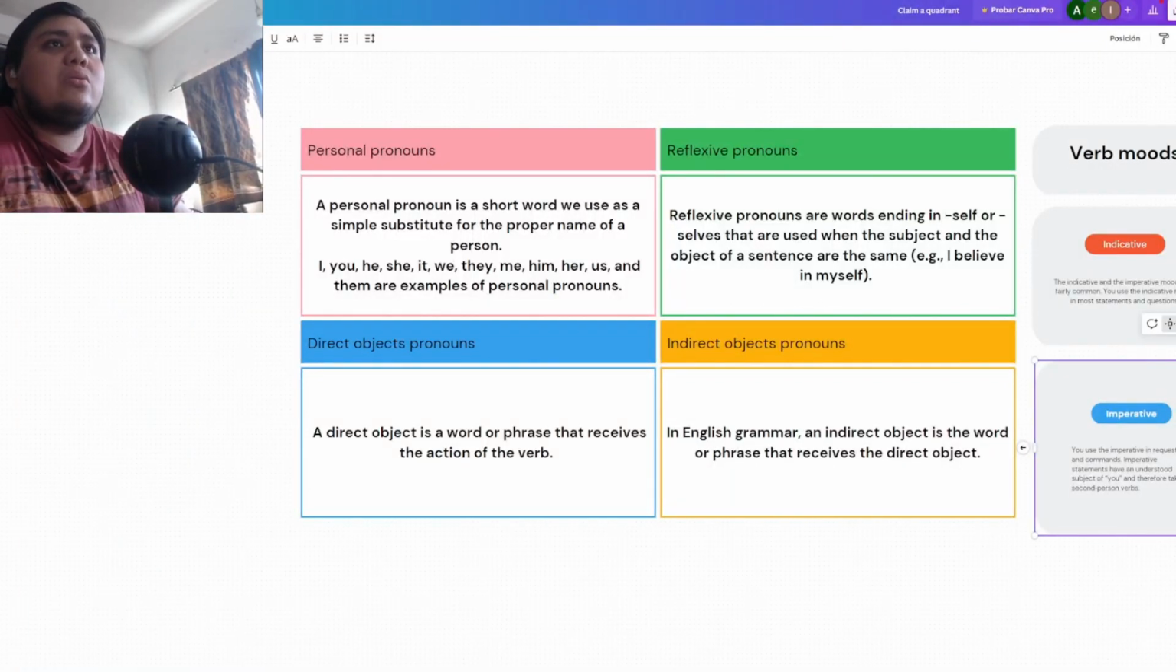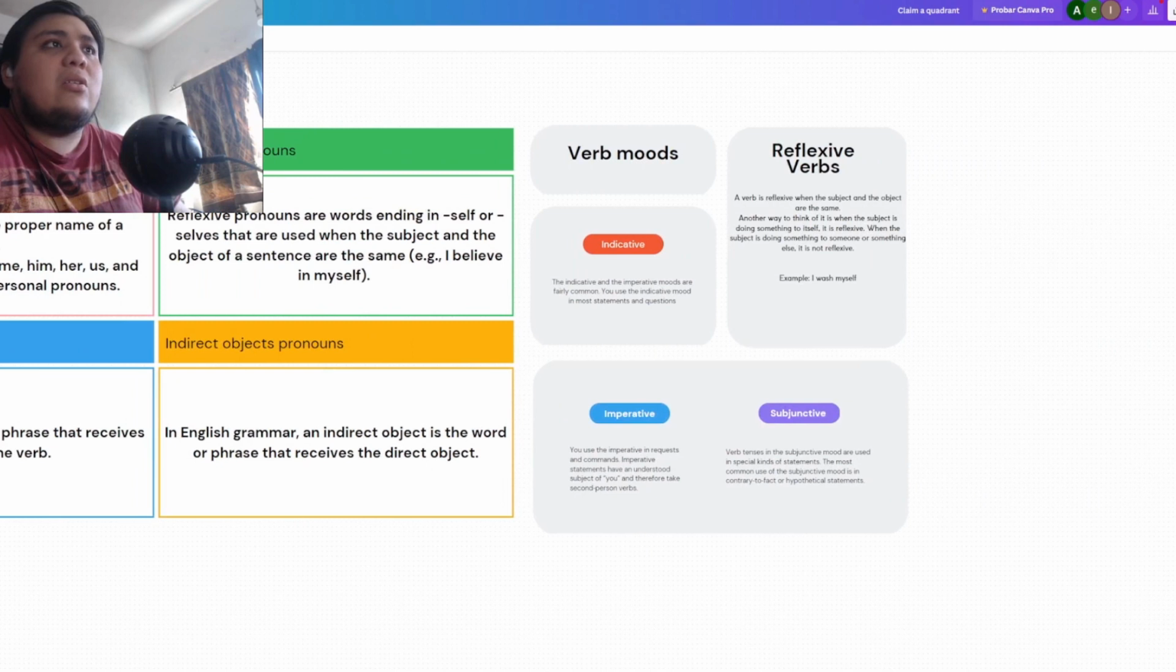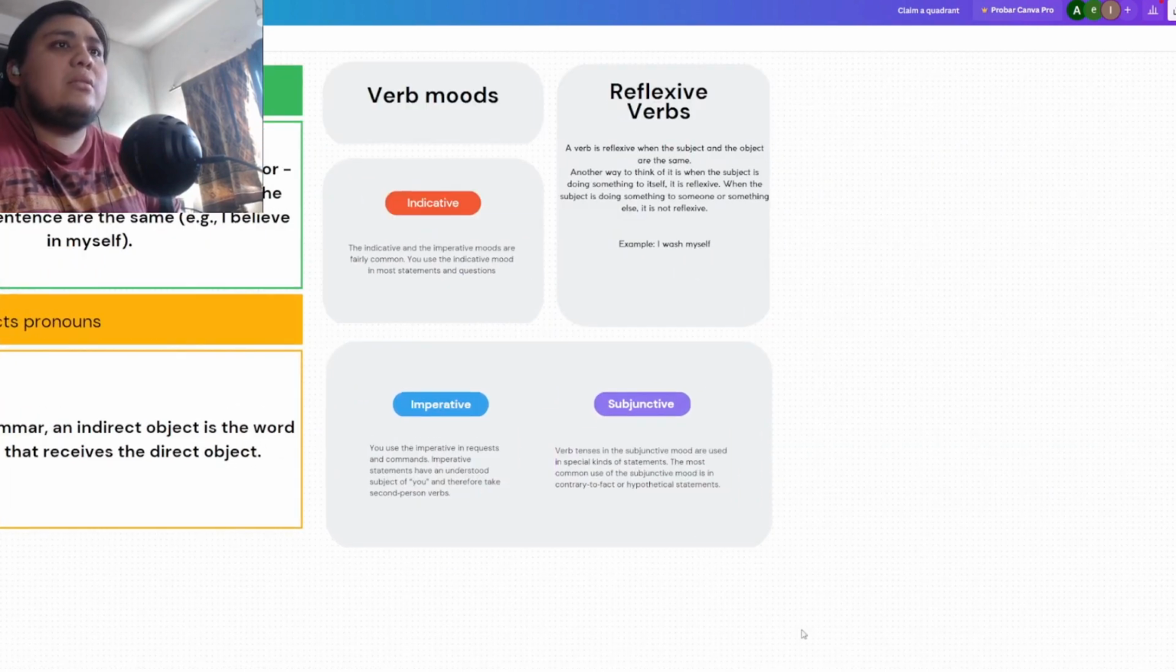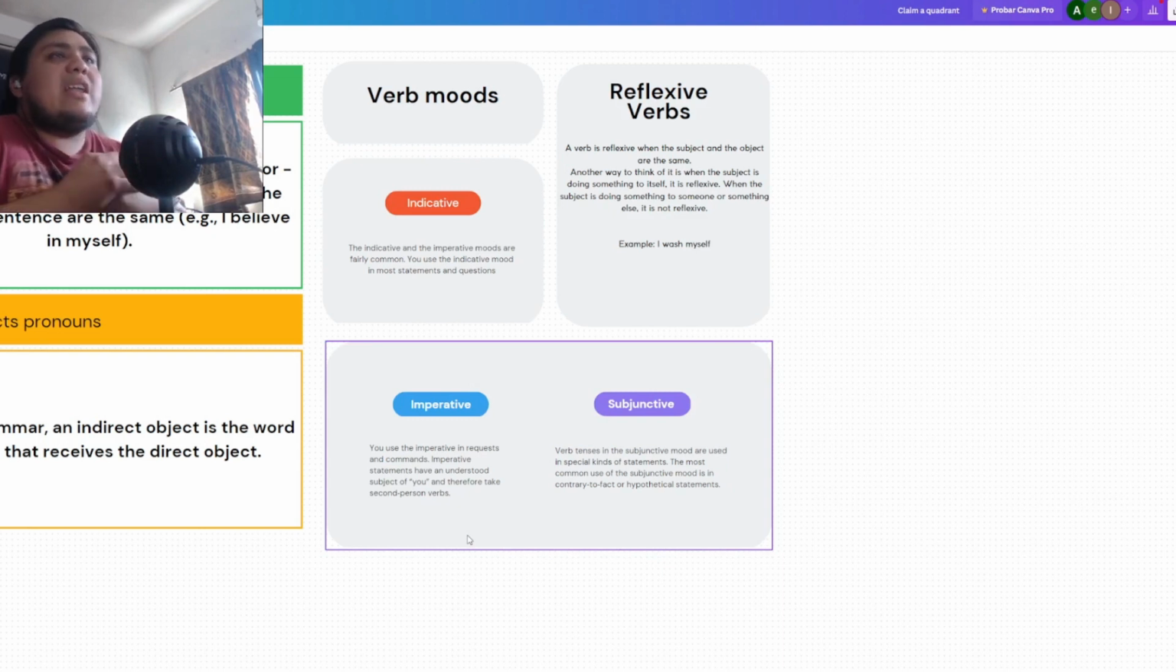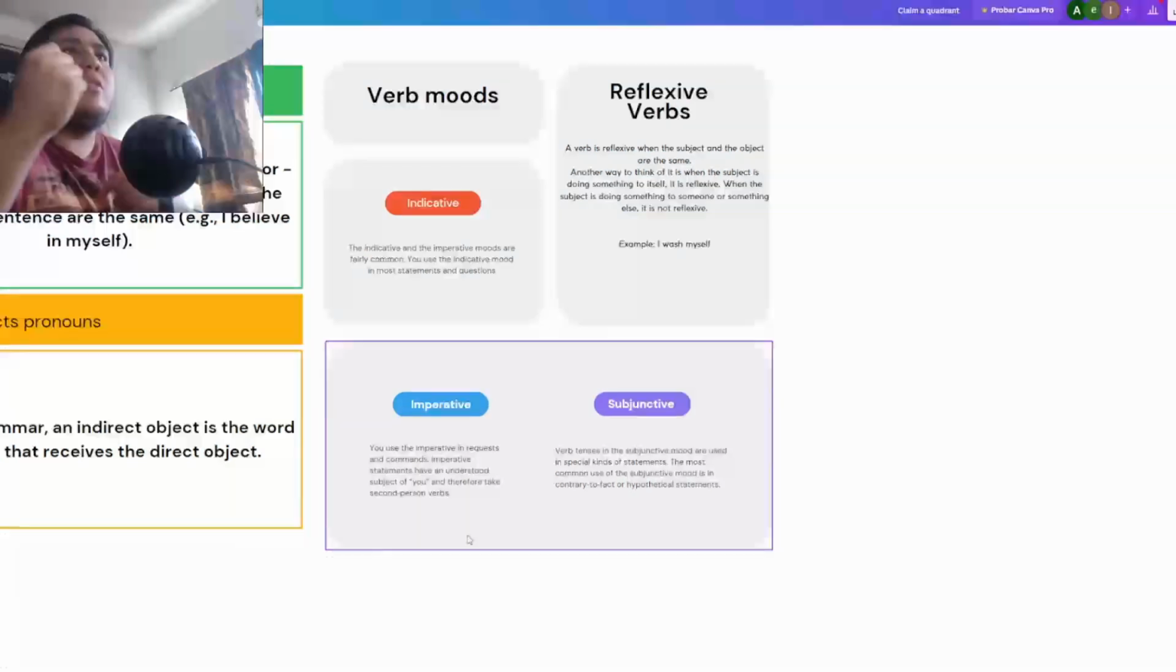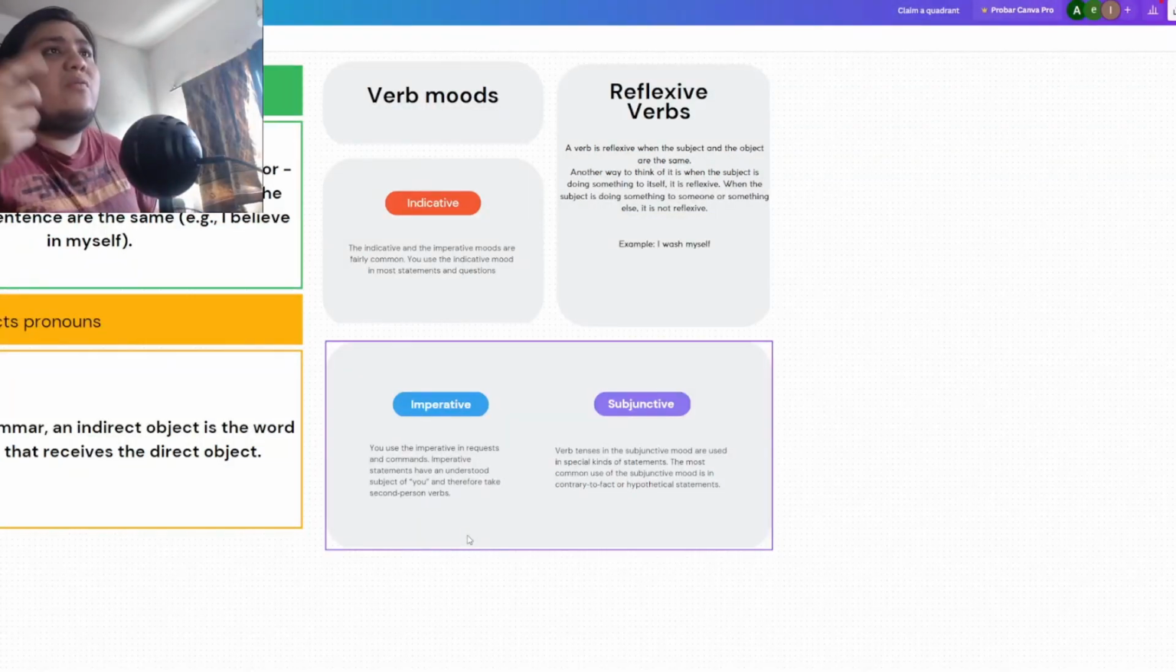Now I'm going to talk about verb moods. Well, verbal modes. The indicative is used to give information. You use the indicative mode in most statements and questions. For example, he likes baseball, or does he like football?